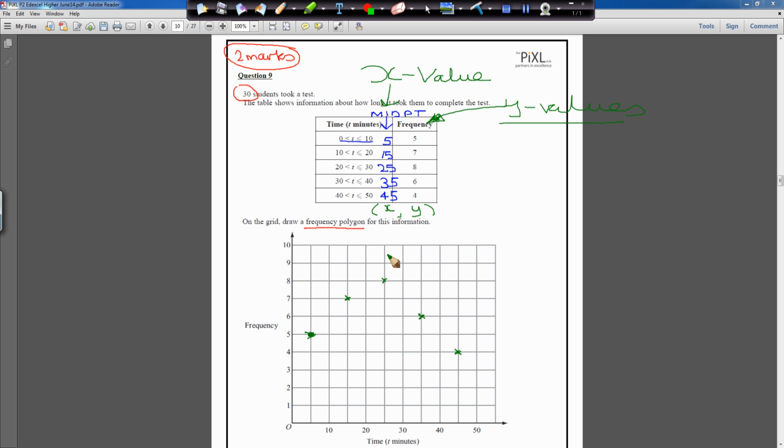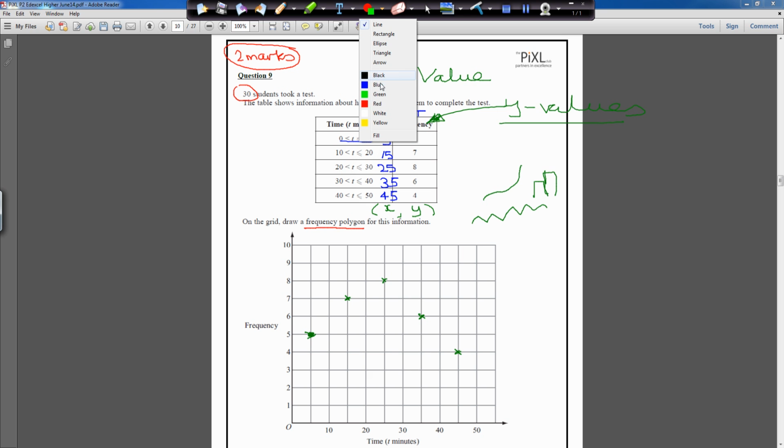Now, a frequency polygon tends to have this kind of triangular shape. That's the kind of shape we have for a frequency polygon, whereas cumulative frequency is like a curve. Please, folks, with a histogram we've got nice blocks. So this is the kind of graph that we're expecting here. We need to join them up with nice straight lines. So let's choose the straight line tool.